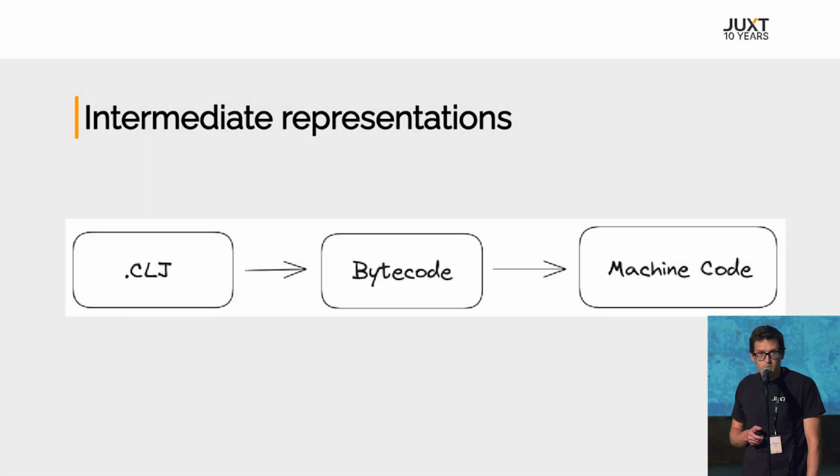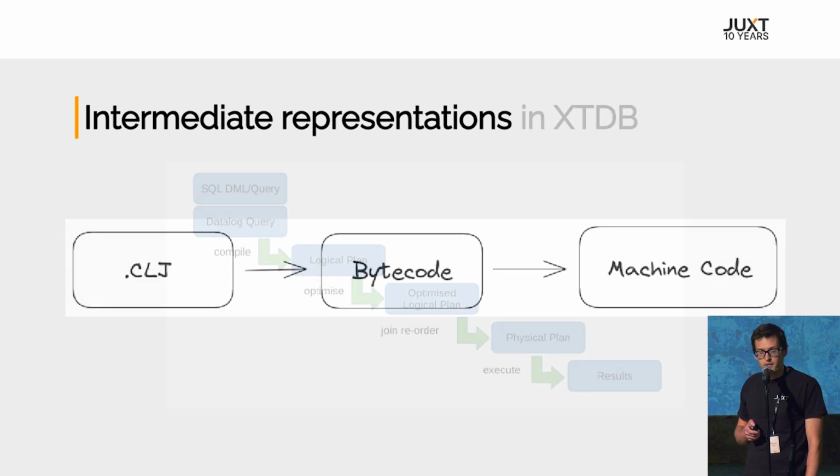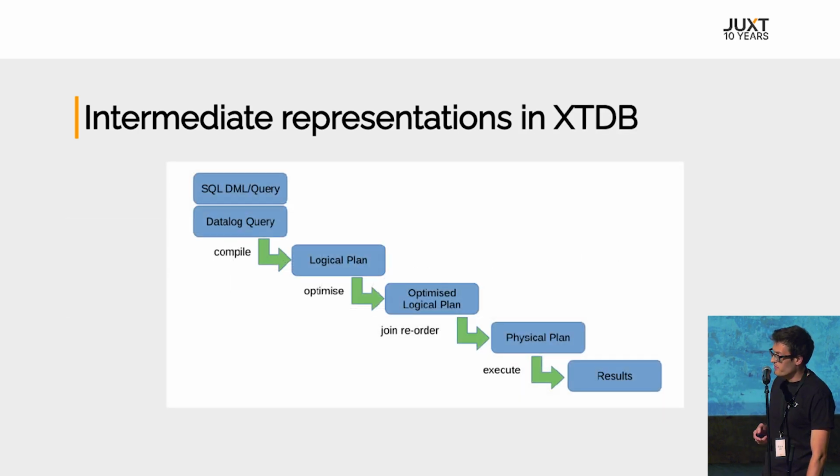For that, I'm going to talk about intermediate representations. In compilers, you have this concept of intermediate representations. Let's think about your Clojure file. That gets compiled to Java bytecode, and then that gets executed by the JVM as machine instructions, and the bytecode is an intermediate representation. In XT we have something very similar.